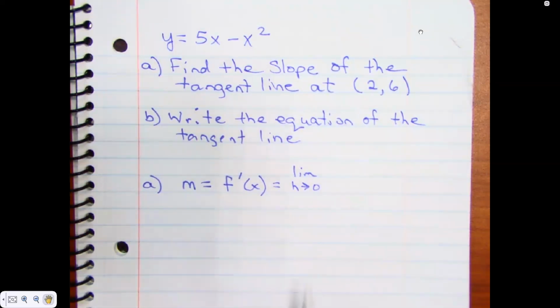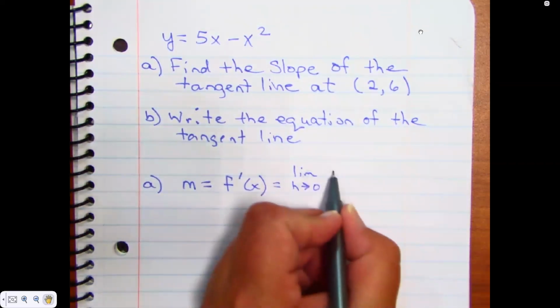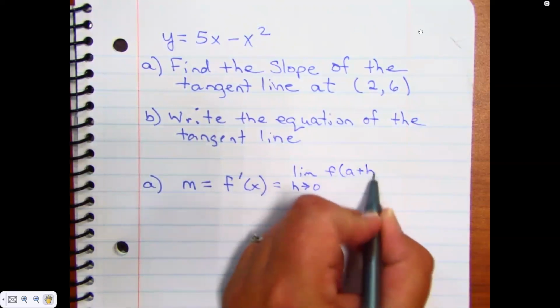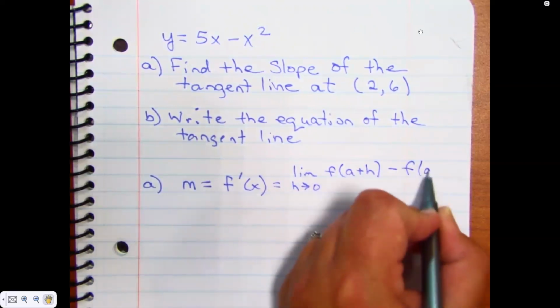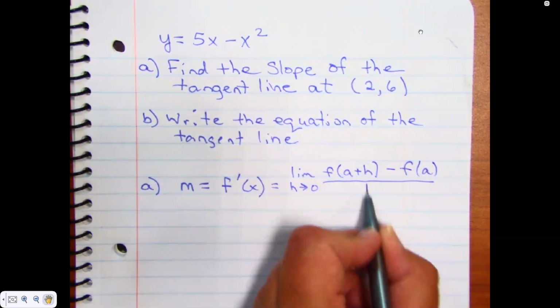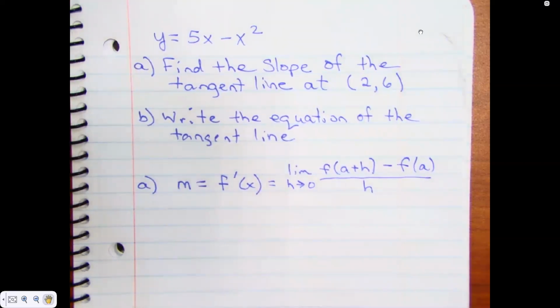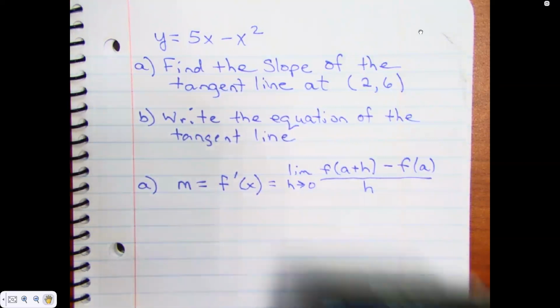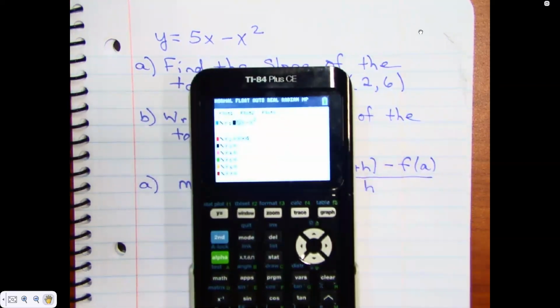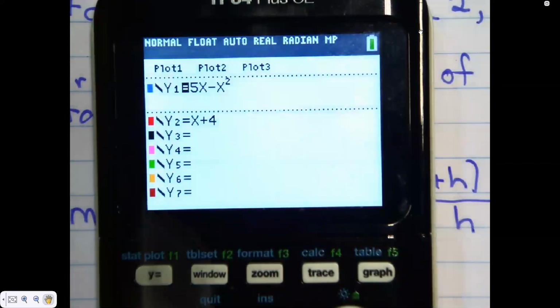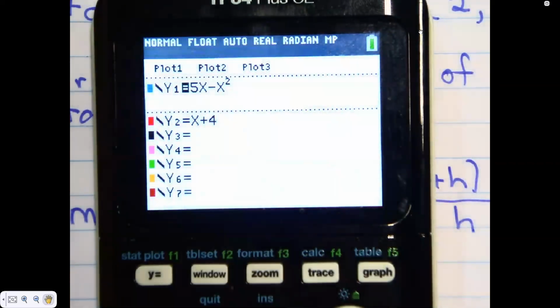All right, so let's finish up. Okay, so the limit of, what is it? F of a plus h minus f of a all over h. So let's see if we can understand what we're doing, and then I'll zoom back out. Okay, so here's my equation, 5x minus x squared, that's the one I gave you.